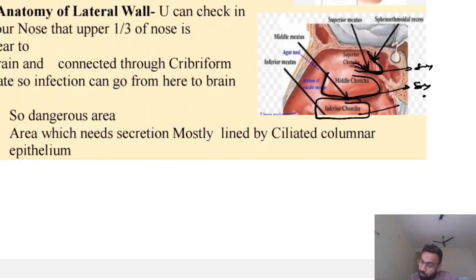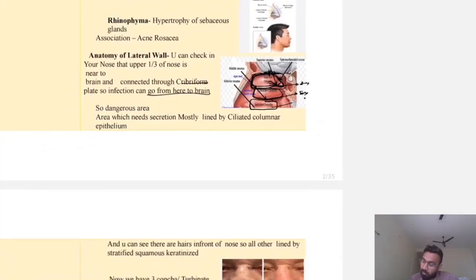Upper third of nose, you can see this is upper third of nose. It is connected to the brain through the cribriform plate. This is cribriform plate, and it is connected to the brain. So infection from this area can go into the brain through the cribriform plate. So it is a dangerous area, and it is mostly lined by the ciliated columnar epithelium.